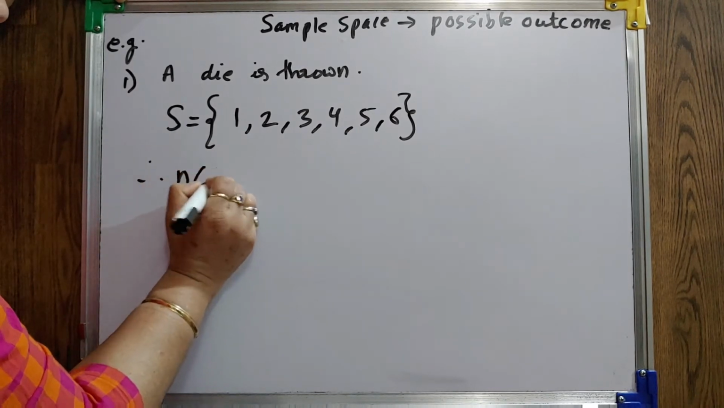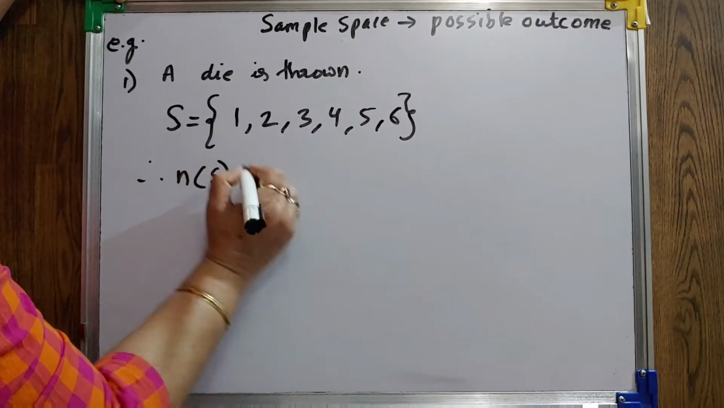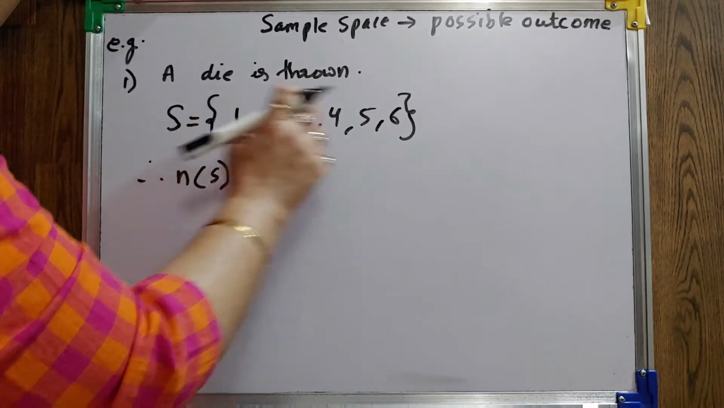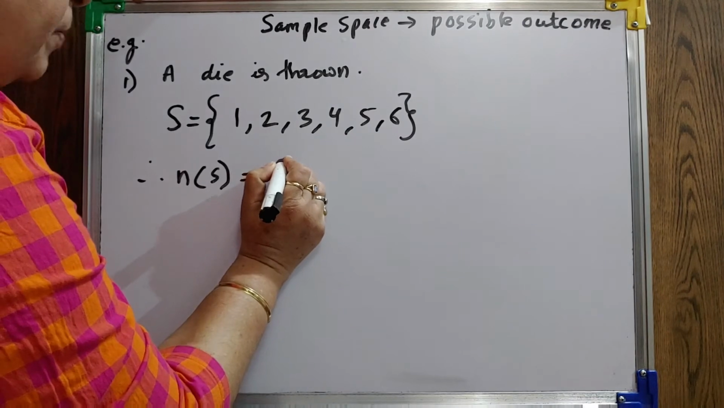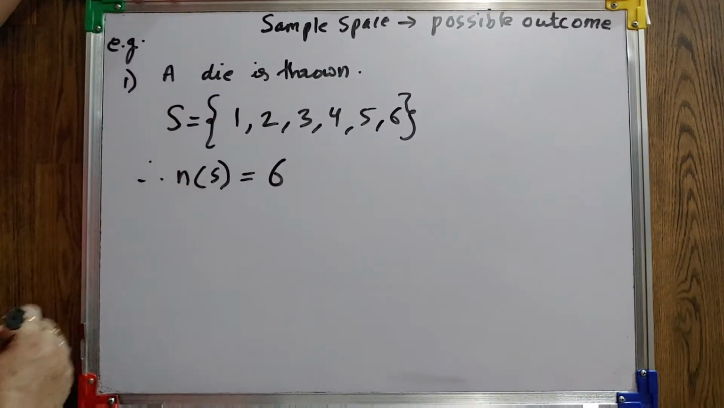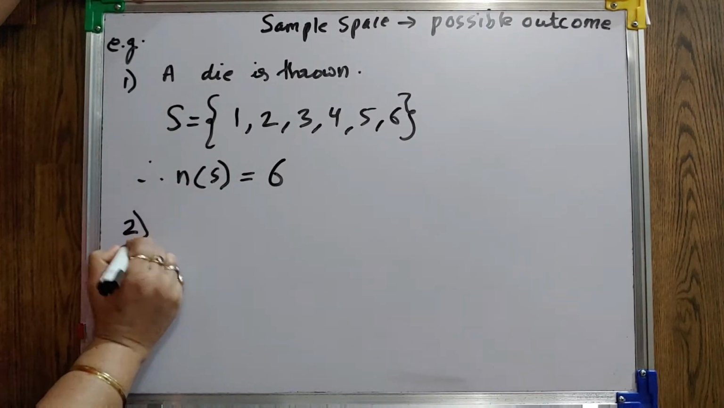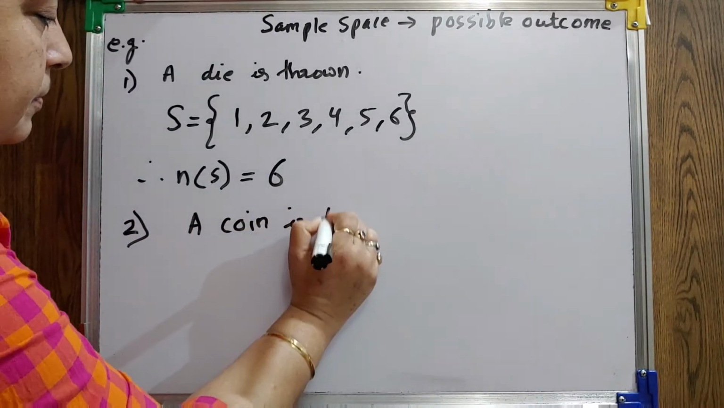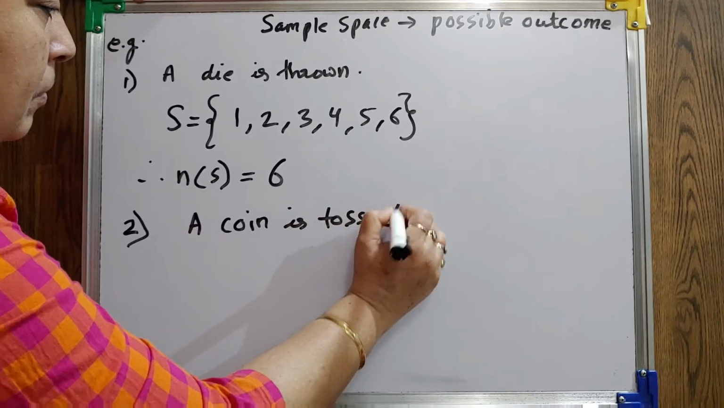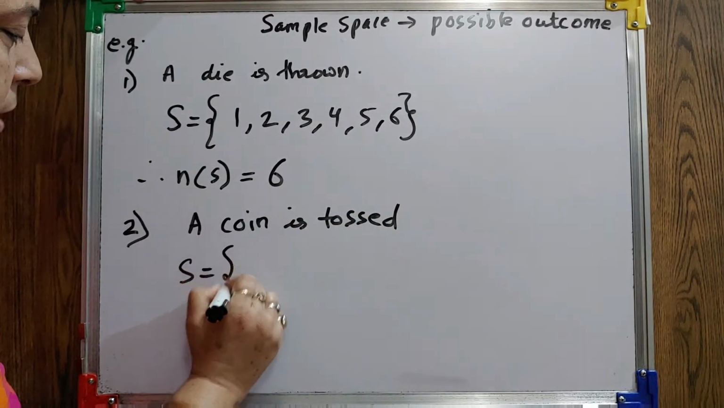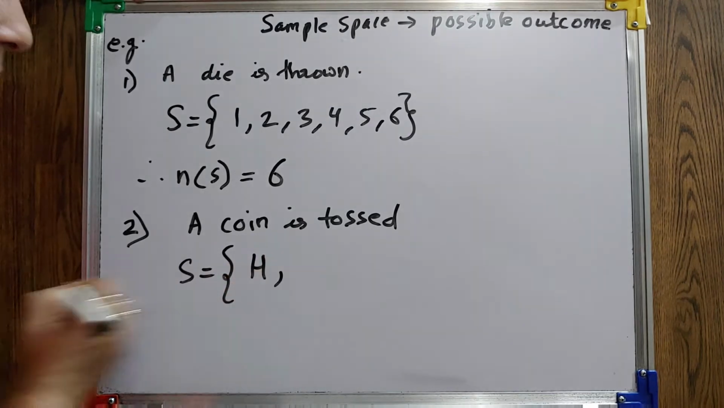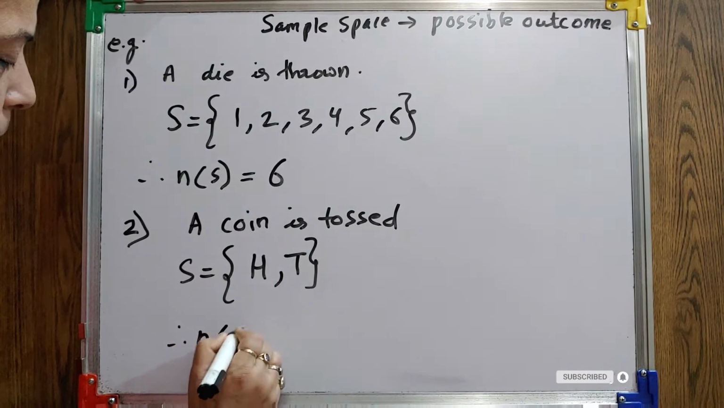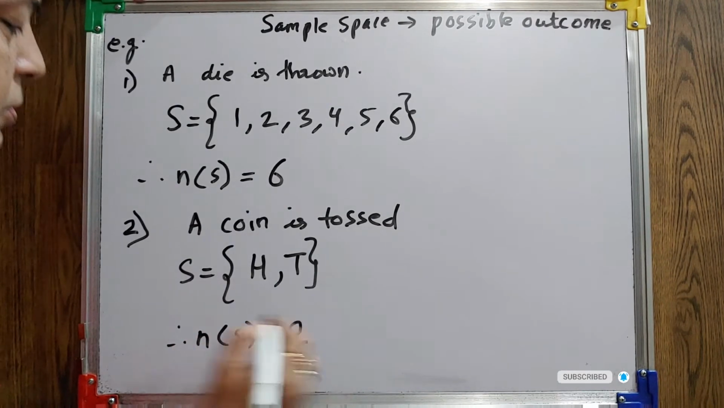Then this is my n of S, the number of sample points. Number of sample points means how many elements are there in the set. In this set, 6 elements are there. So my number of sample points is 6. Suppose a coin is tossed. Then in my sample space, 2 possibilities are there. Either I'll get head or tail. So my number of sample points, 2 outcomes are there. So 2.